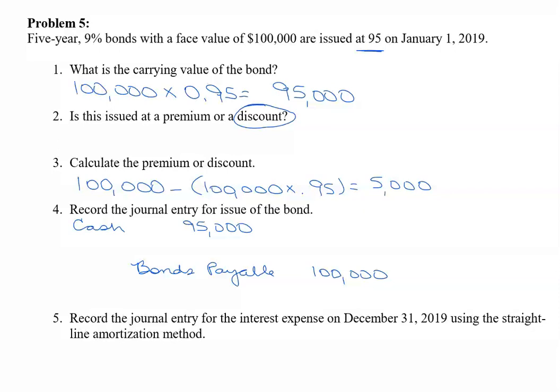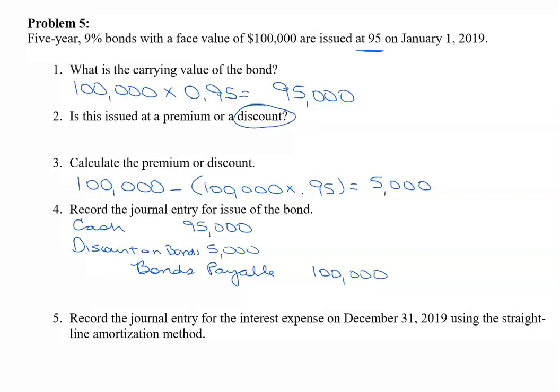So how do I make this balance? I have $95,000 in debits and $100,000 in credits. So I'm missing a $5,000 debit. That's a discount on bonds of $5,000.